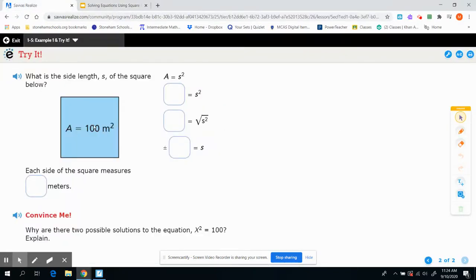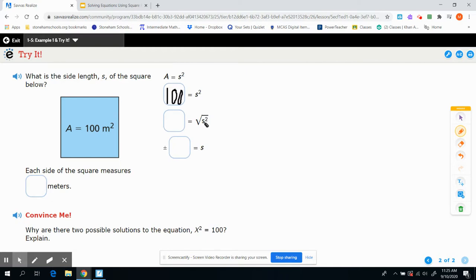All right, they're asking what is the side length s of the square below? And in this square they show that the area equals 100 meters squared. So to find the area of a square, that's your side length s squared. And they told us that the area here is 100. So we have 100 equals, pardon my squiggly zeros there, s squared.